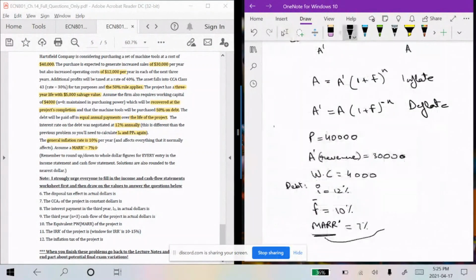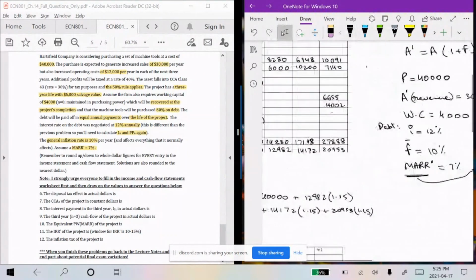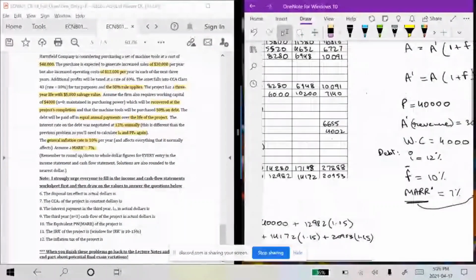Because this is the MAR dash. Or you can just convert the MAR dash to MAR. There's a formula for that, I'll get to it. Remember to round up or down to whole dollar figures for every entry.